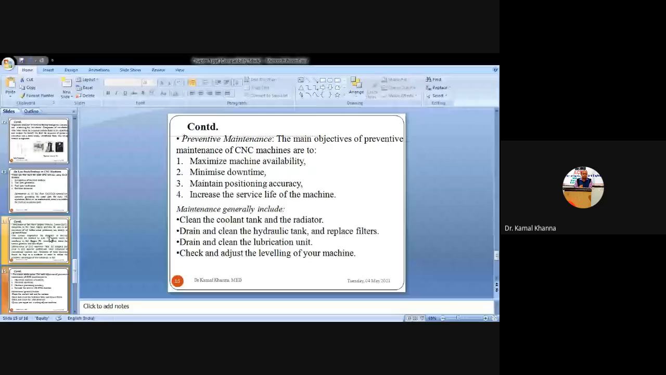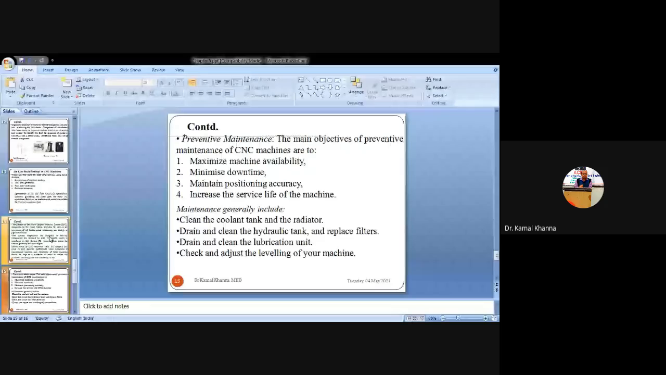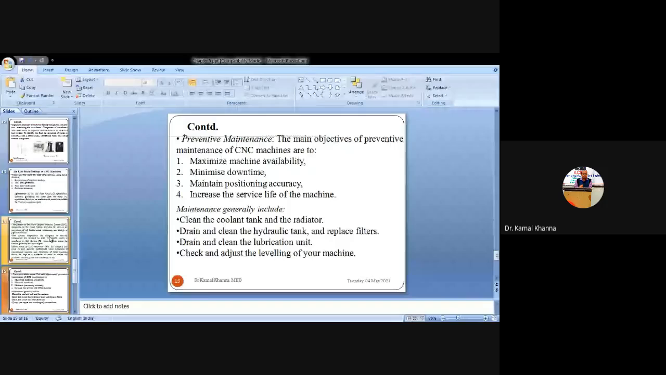Similarly, if you are maintaining your CNC machines, it also includes cleaning the coolant tank and the radiator, draining the old or less viscous hydraulic oil and then filling fresh hydraulic oil into the machine, cleaning the hydraulic tank and replacing the air and hydraulic filters, then replacing and cleaning the lubrication unit, and last but not least, checking and adjusting the leveling of your machine. So these are certain steps that are taken during the maintenance of a CNC machine.